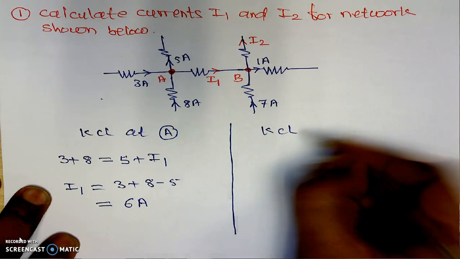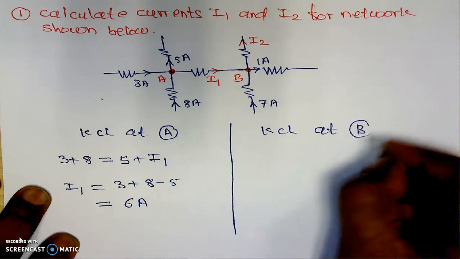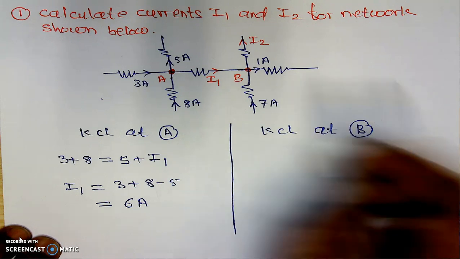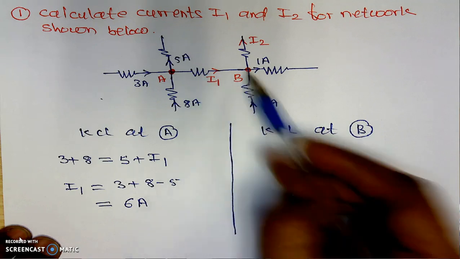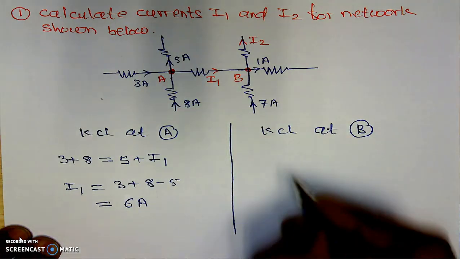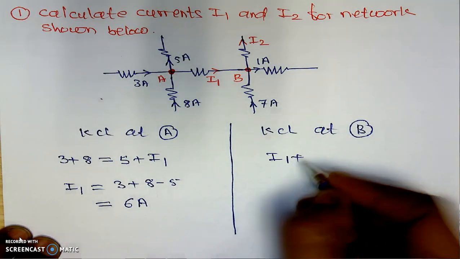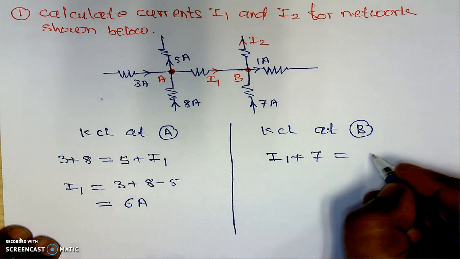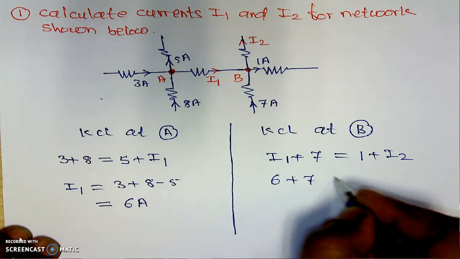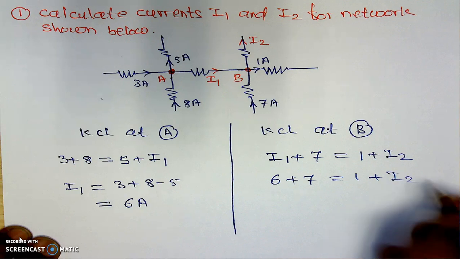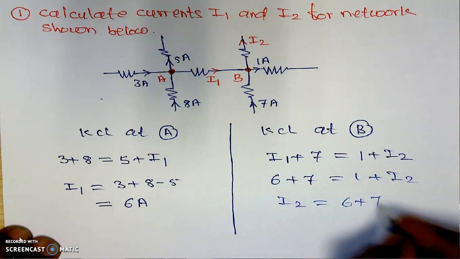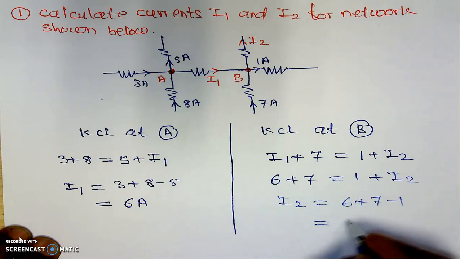Now if we are applying the KCL at node B, the statement remains the same: incoming currents are equal to outgoing currents. For node B, incoming currents are I1 and 7 amperes, and outgoing currents are I2 and 1 ampere. So I1 plus 7 amperes is equal to 1 ampere plus I2. We can substitute the value of I1: 6 plus 7 is equal to 1 plus I2, and from this we can find out the value of I2, which is equal to 6 plus 7 minus 1, which is 12 amperes.